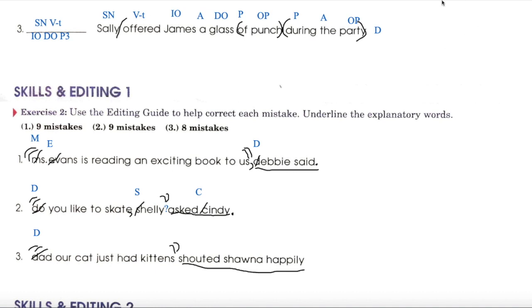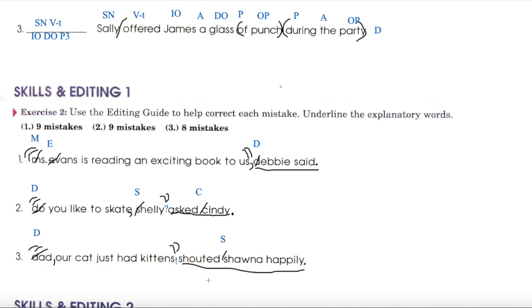Oh, that doesn't look very good. Dad, our cat just had kittens. That is going to show a lot of strong emotion. So we're going to put an exclamation point right there. Shouted Shauna happily. Let's fix the name Shauna here. We, of course, have to capitalize it because it's a proper noun. And then we need a period at the end of our sentence.